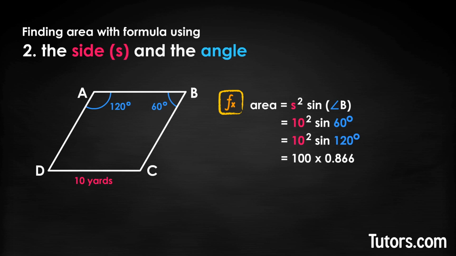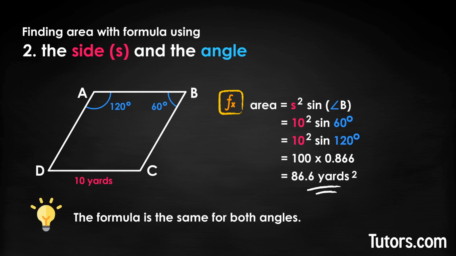Area equals 100 times 0.866. Then we get our answer. Area equals 86.6 square yards. Remember that for this method, the angle you choose does not matter. The formula is the same for both angles. You just have to pick one.